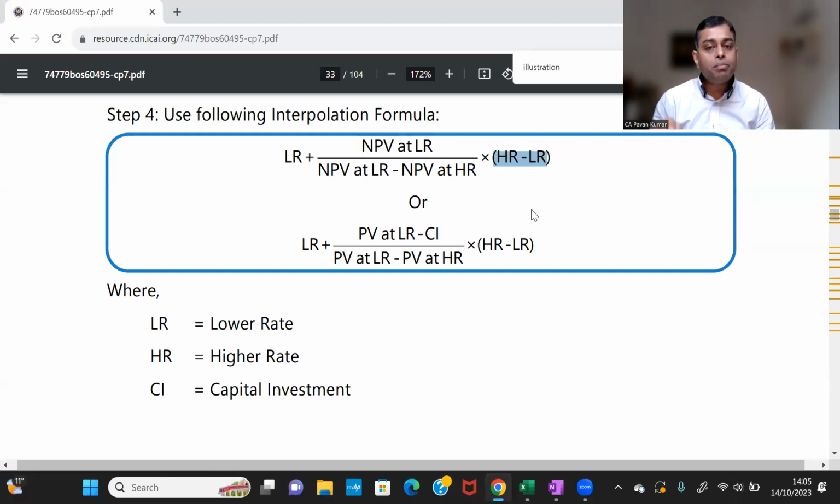But for practical purposes, what we do, we calculate NPV at 10%. That is positive. Calculate NPV at 20%. Because of the gap between the high rate and the low rate, there will be some difference, but still it is fine. Say, for example, my answer is 16.24 and your answer is 16.31. Both of us got correct answers. No problem.